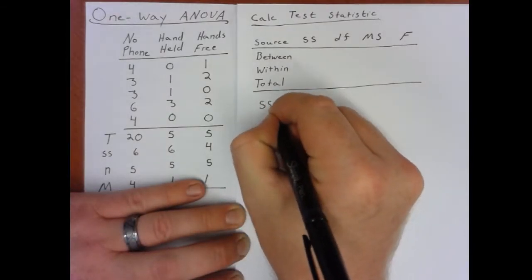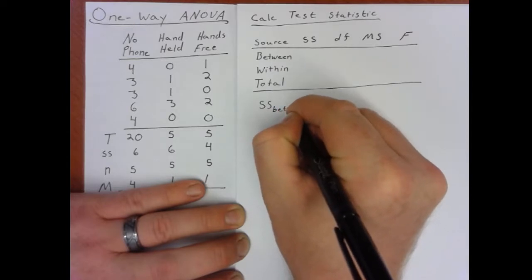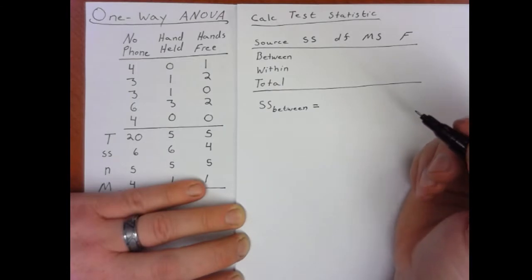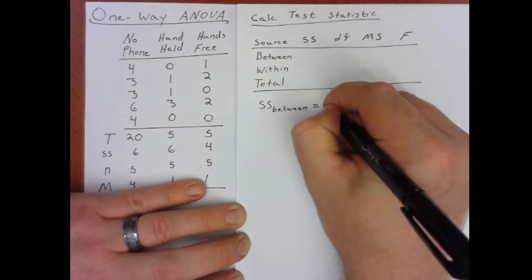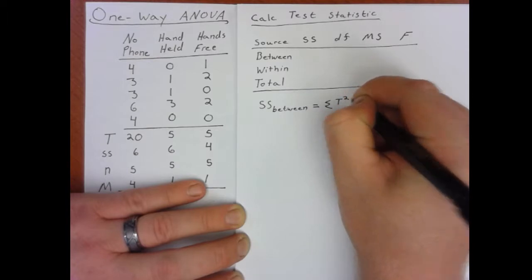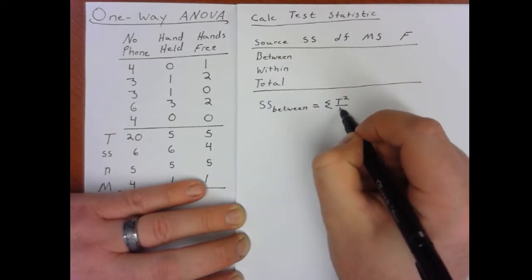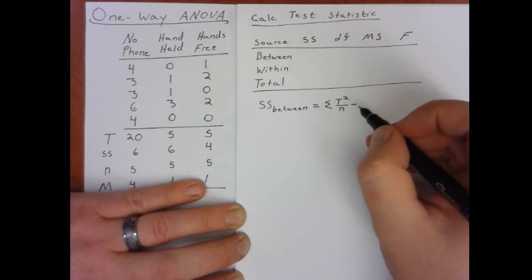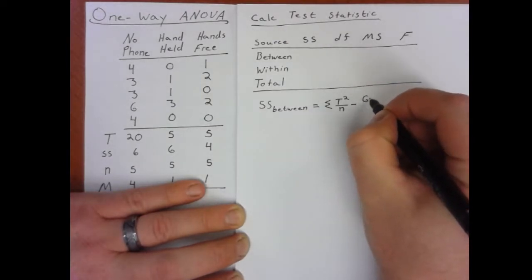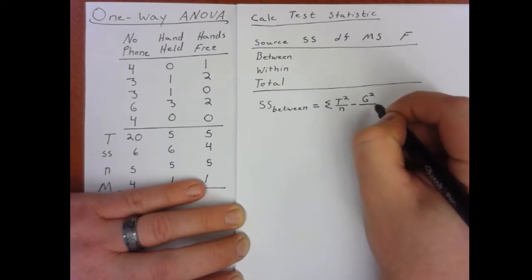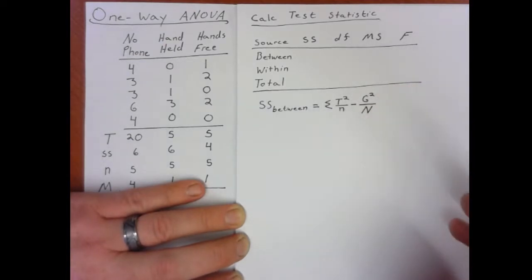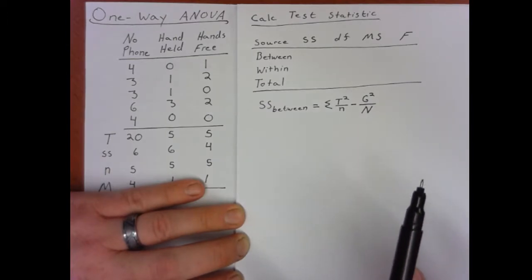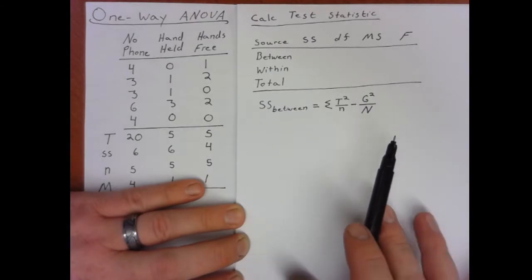So the sum of squares between is going to be equal to the sum of the treatment total squared divided by the size in that treatment condition, minus the grand total squared divided by the total number of scores in the entire experiment. So there are 2 or 3 new symbols, depending on how you look at it, that we need to pay attention to.